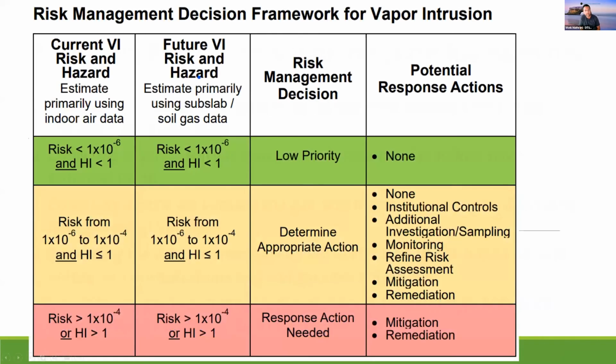Next slide, please. And this risk management decision framework for vapor intrusion also comes out of that guidance. It provides 3 different tiers based on current vapor intrusion risk that is estimated primarily using indoor air data. It also provides guidance and potential response actions for future vapor intrusion risk, estimated primarily using subslab or soil gas data.